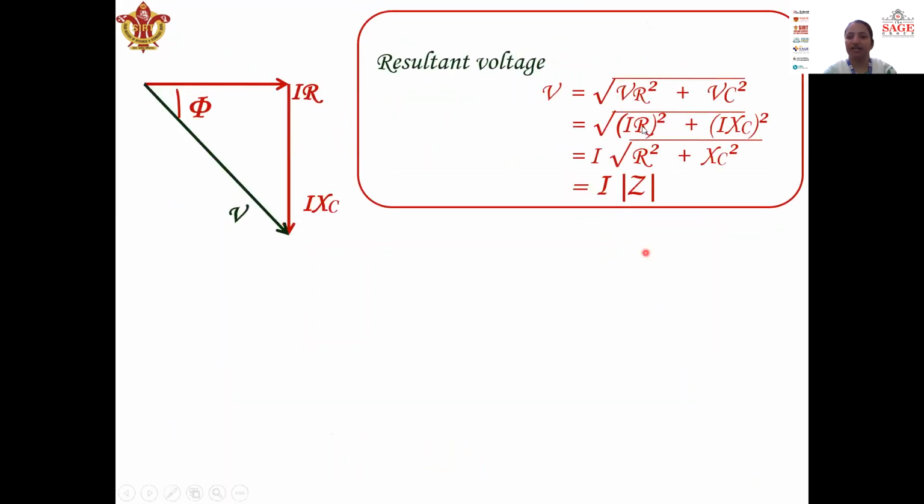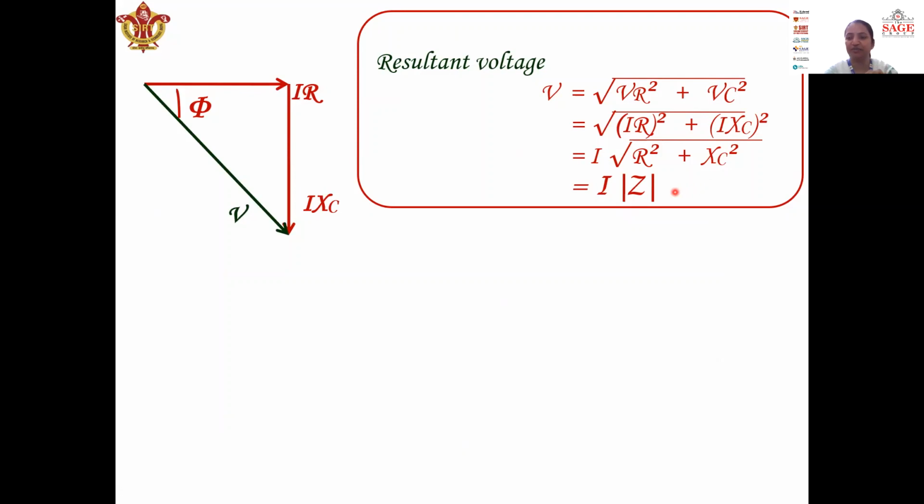So VR can be written as I into R and VC can be written as I into XC. By further calculation, we will have the square root of I square R square plus I square XC square. I square will be taken common and taken out of the square root bracket, so this I would be here, and remaining under the square root bracket there will be R square plus XC square. This square root of R square plus XC square is denoted as Z, which is the impedance.